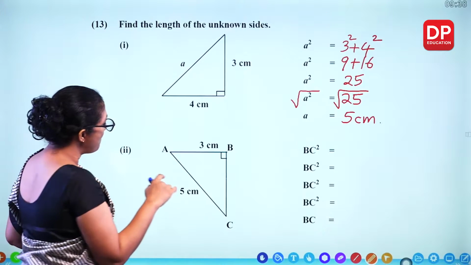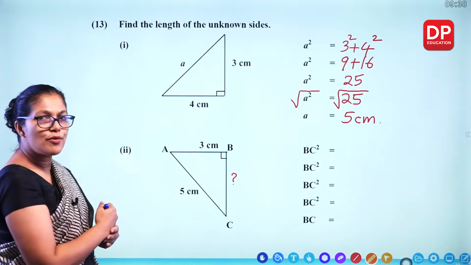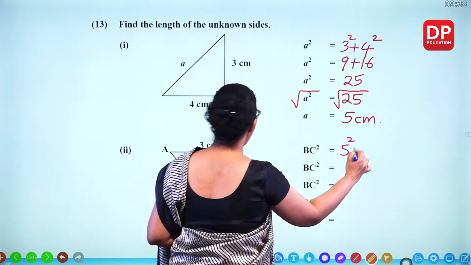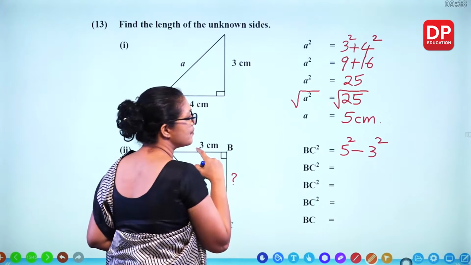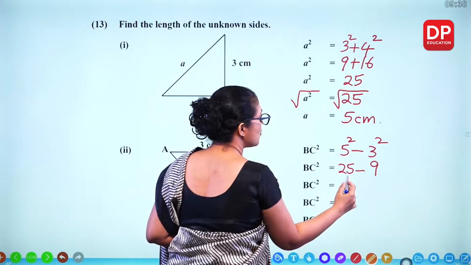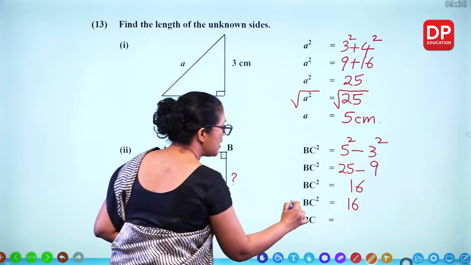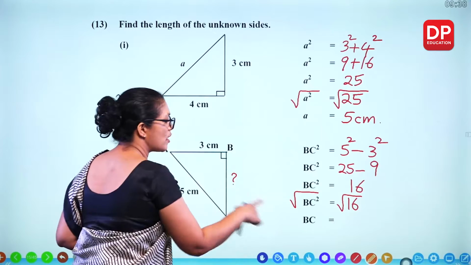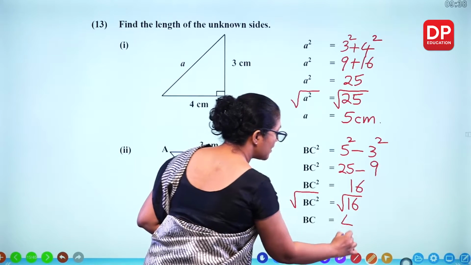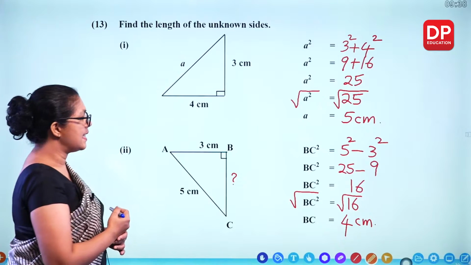This one, BC squared. You need this side. How can you write down BC squared? The hypotenuse is 5. So 5 squared minus 3 squared. 5 squared means 5 times 5, 25. 3 squared is 9. So what's the value? You get 16. BC squared is 16, which means when you take the square root, you can find the BC value. What's the square root of 16? 4, because 4 times 4 is 16. So 4 centimeters is the BC length.